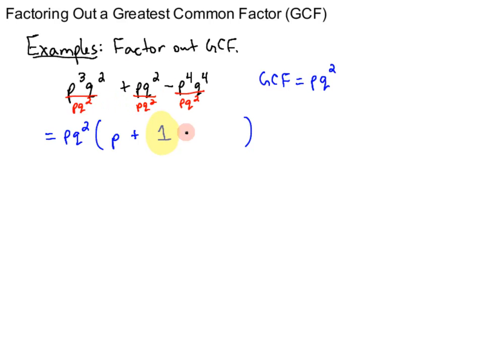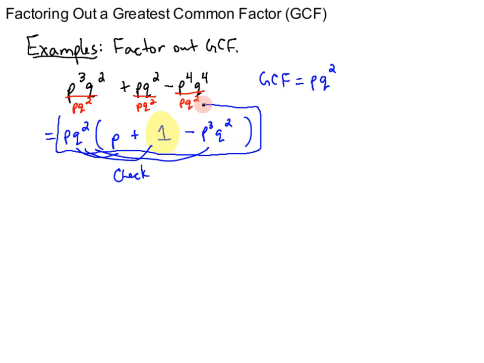And finally, the last term's a negative. p to the fourth divided by p is p cubed, and q to the fourth divided by q squared is q squared. So you can always check your answer if you'd like by redistributing and seeing if you get this, and you may want to do that to check. Otherwise, this is the factored form of that polynomial.